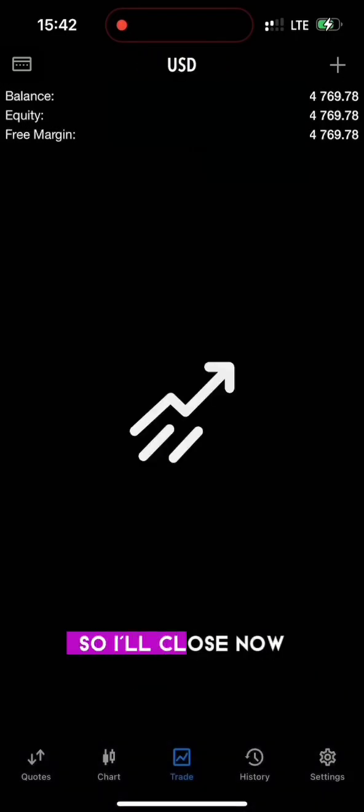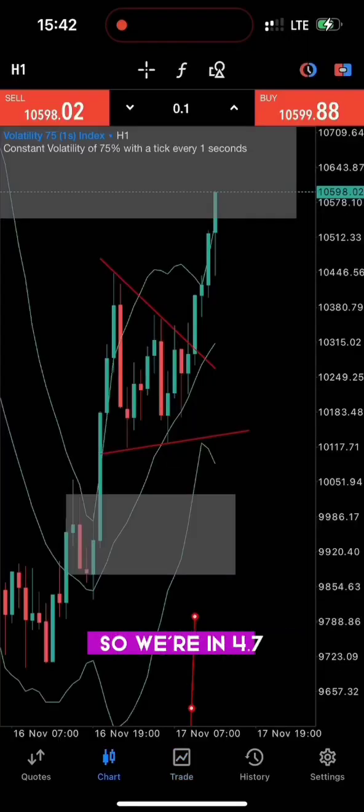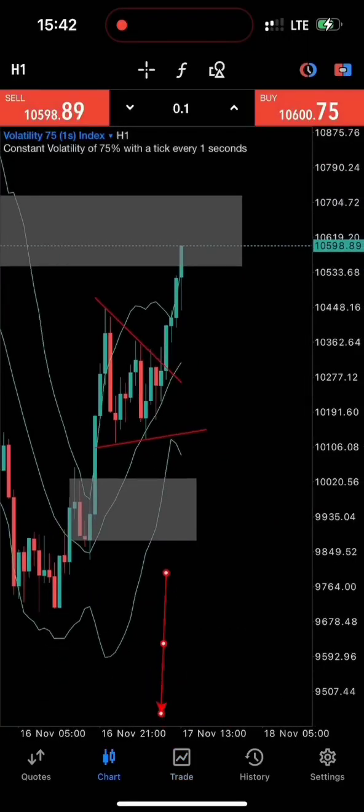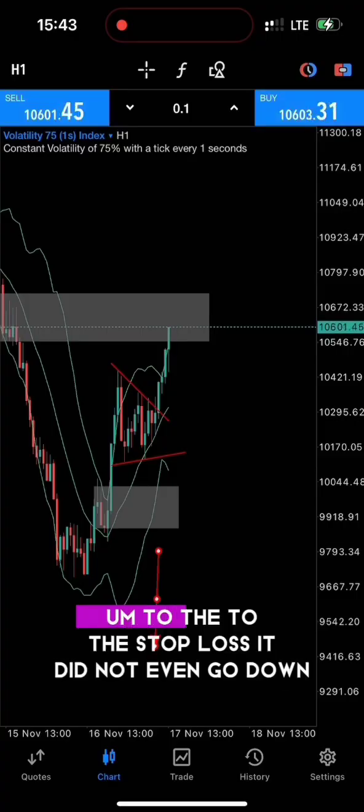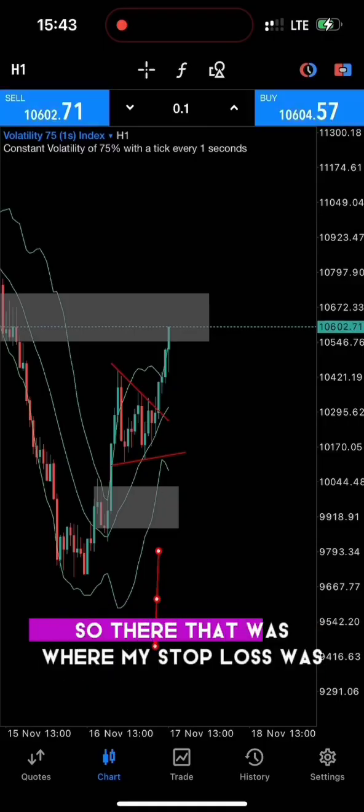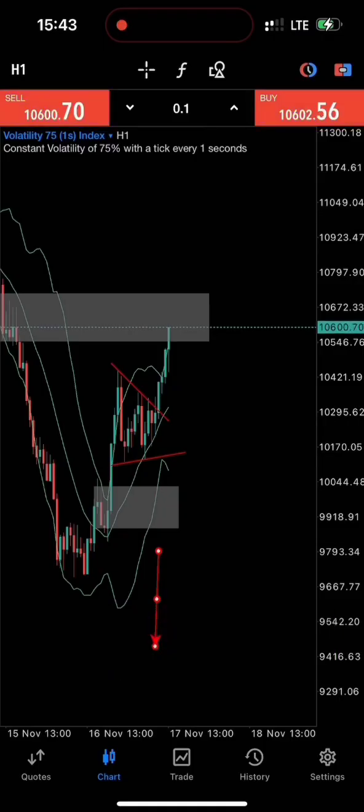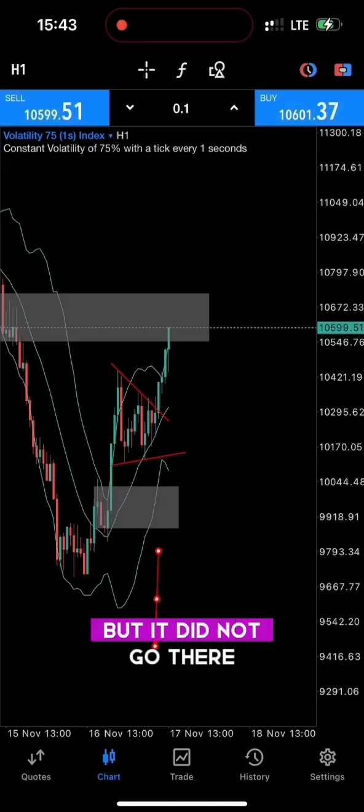Okay, so I'll close now. So we are in 4.7 like I said. It has reached my target. It did not even go down to the stop loss. So that was where my stop loss was, but it did not go there.